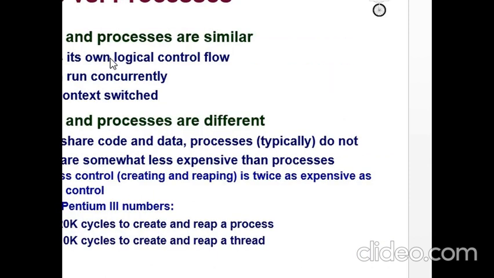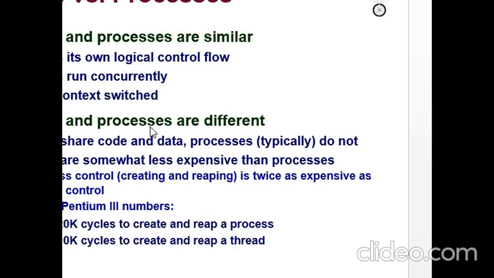What is a thread? Thread and process are similar. Each has one logical control flow. Each can run concurrently. Each is context switched. How are thread and process different? Threads share code and data; processes do not.